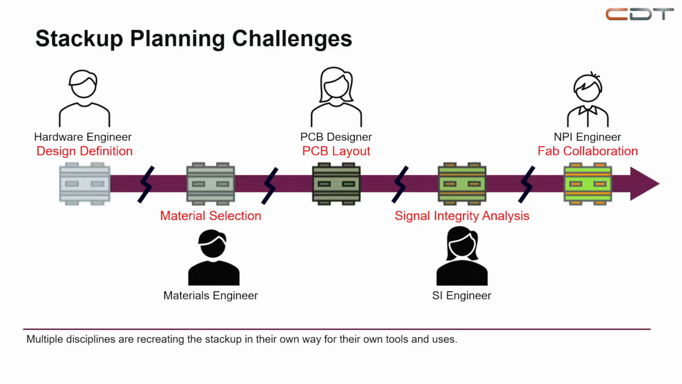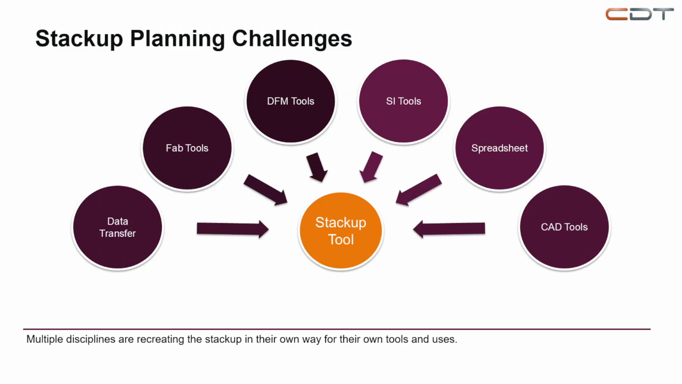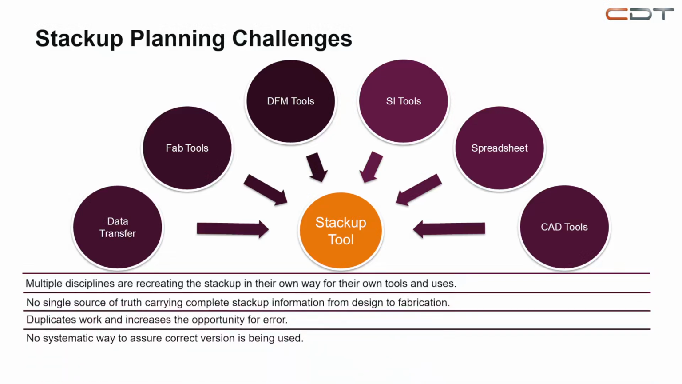Think about it like this. Our stackup tool is in the middle, but it is surrounded by many separate tools like those for SI, CAD, design checks, and even very simple spreadsheets. Each of these can become its own little island of information. This separation means that there is no single clear version of the truth.